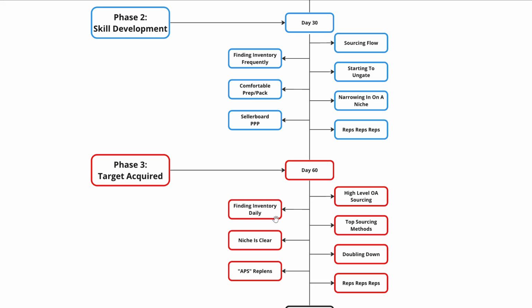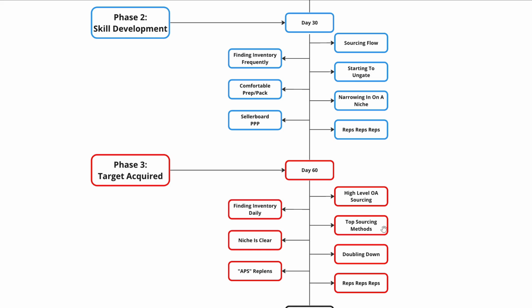Now you're finding inventory daily. This isn't hopefully I find inventory this week, or hopefully I find inventory today. You're finding inventory every single day. Chances are you might not have enough capital to spend, and that just depends on the amount of capital that you have on hand right now. So we're finding inventory on a daily basis, and we're also starting to see which ones are our top sourcing methods.